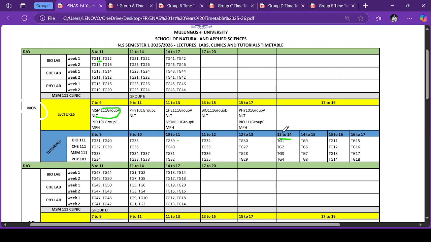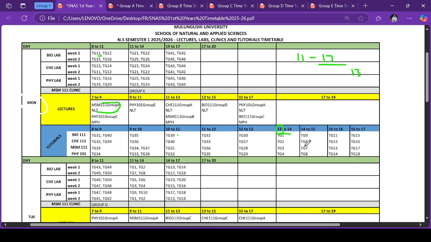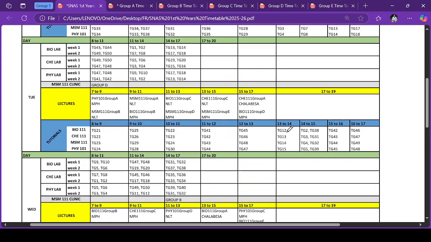The tutorials are starting at 13, meaning after your class that is at 11 going to 13. When it's done at 13 hours, that's when you go to your tutorial. This is not the same time. It simply means you finish your lecture, then you start your tutorial. They can't clash unless there's just a mistake.